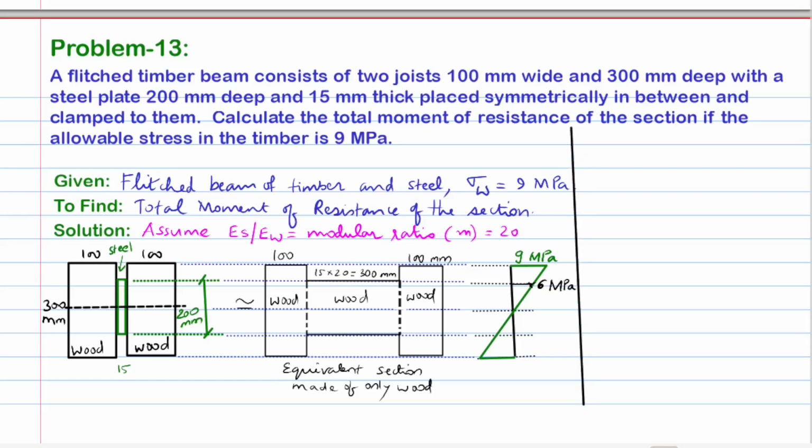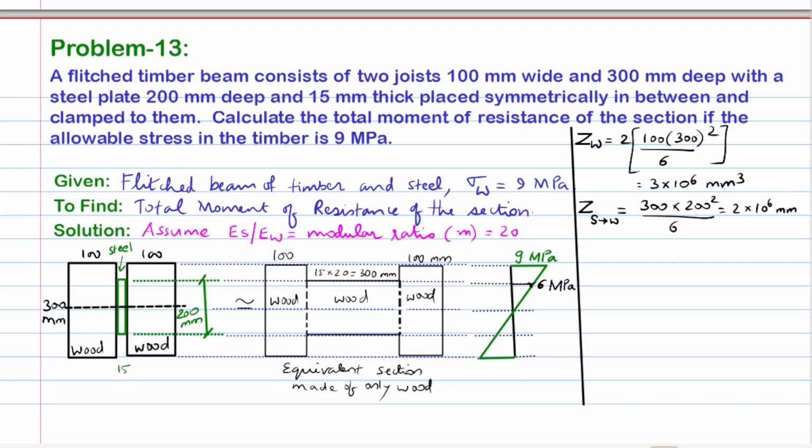The section modulus for the equivalent wooden section for various parts is found out next. For the wooden section parts, the section modulus is found to be 3 times 10 to the power of 6 millimeter cube. For the part where the steel is converted to an equivalent wood, the section modulus is calculated as 2 times 10 to the power of 6 millimeter cube.